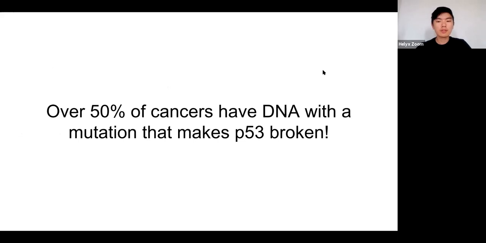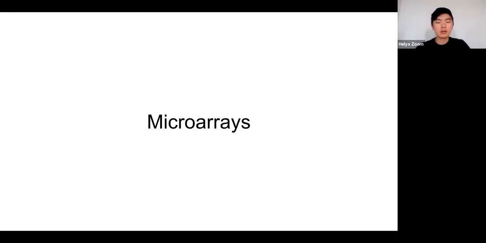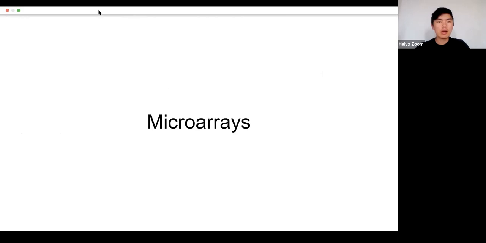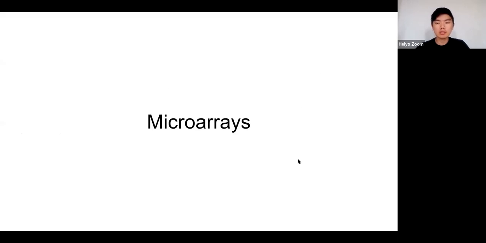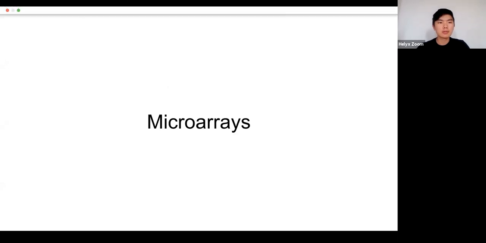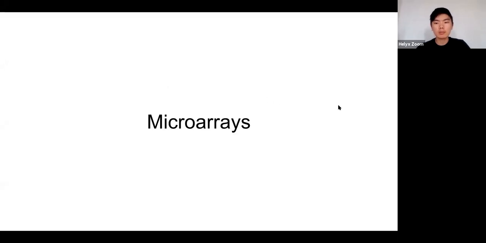For instance, over 50% of cancers have DNA with a mutation in the nucleotides that makes p53 protein dysfunctional. Okay. So now I'm going to get into the topic of how we actually measure gene expression, because that is a really useful thing to know. Like, oh, I have a patient who has cancer, or I think they have cancer. What is going on in their body, right? Which genes are being overexpressed? Which genes are being underexpressed?